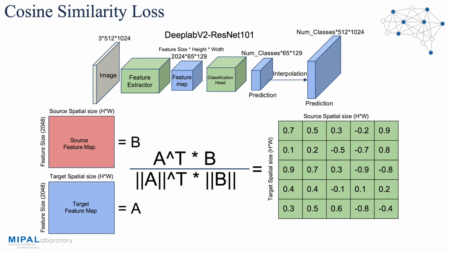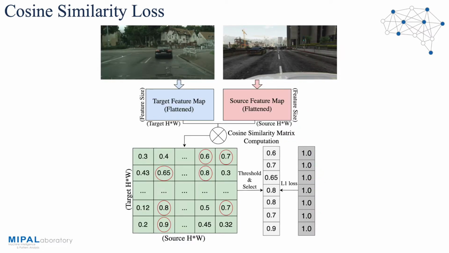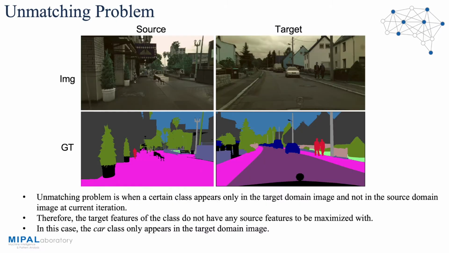Our idea is to bridge the domain gap between the source and the target domain at the feature map level via maximizing cosine similarity between semantically related features. We compute a cosine similarity matrix between the flattened source feature map and the target feature map. Each row of this cosine similarity matrix shows how similar each target feature is to each source feature. From the cosine similarity matrix, we select elements that are higher than a predefined threshold, and then maximize those elements to 1. Therefore, the target feature can be maximized with similar source features that have high semantic similarity. We call this cosine similarity loss.